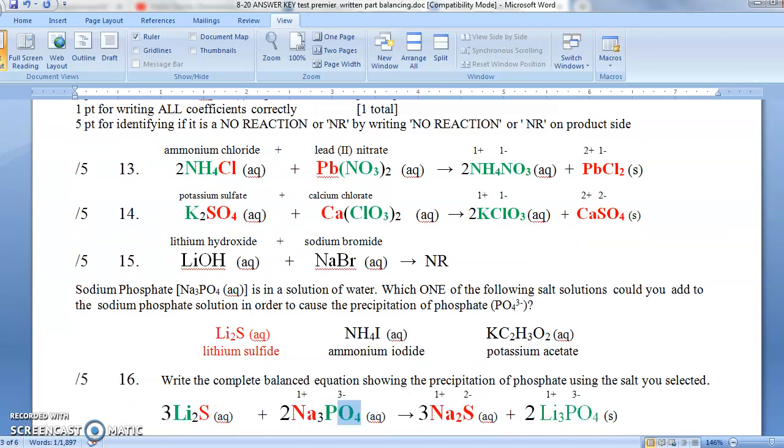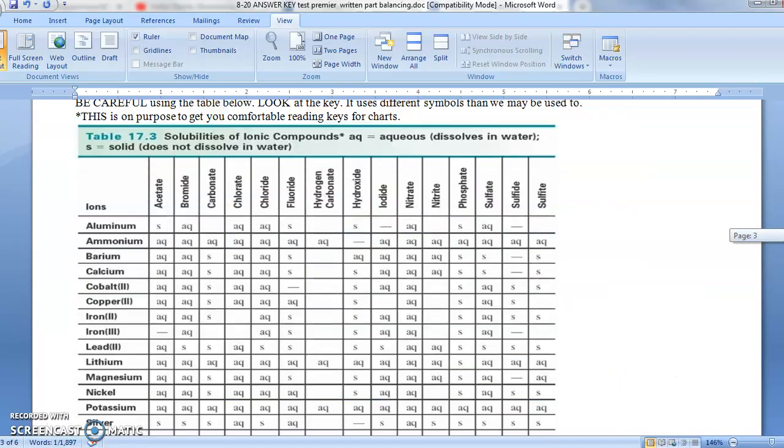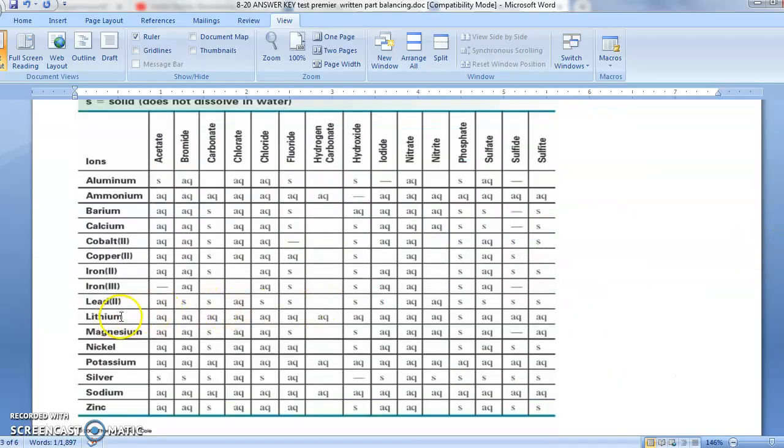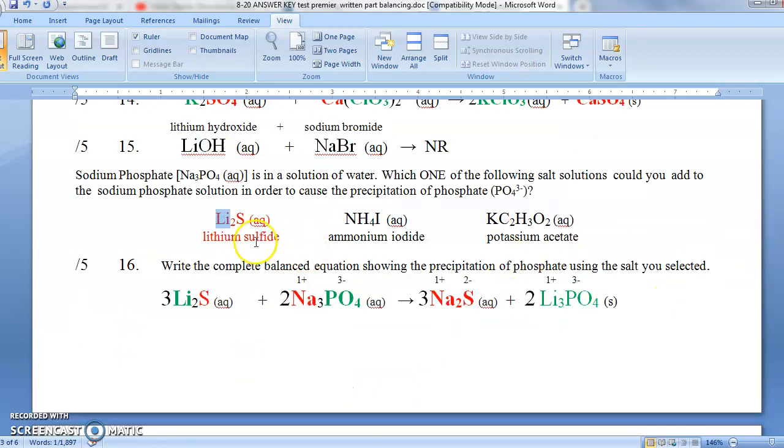What about our first one right here? What happens when the lithium ion bumps into the phosphate ion? We go up to our lithium. We come over to the side. There's the phosphate column right here. That one will form a solid precipitate. That one will work. Lithium sulfide will work. So we write lithium sulfide right here.